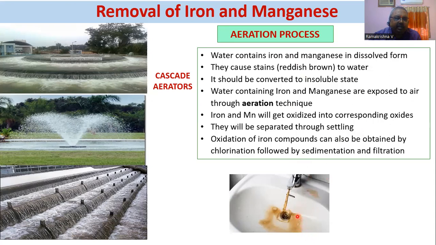You can see here, this is the impact of iron or manganese bearing water. It will give colored water. They cause reddish brown stains to the water.